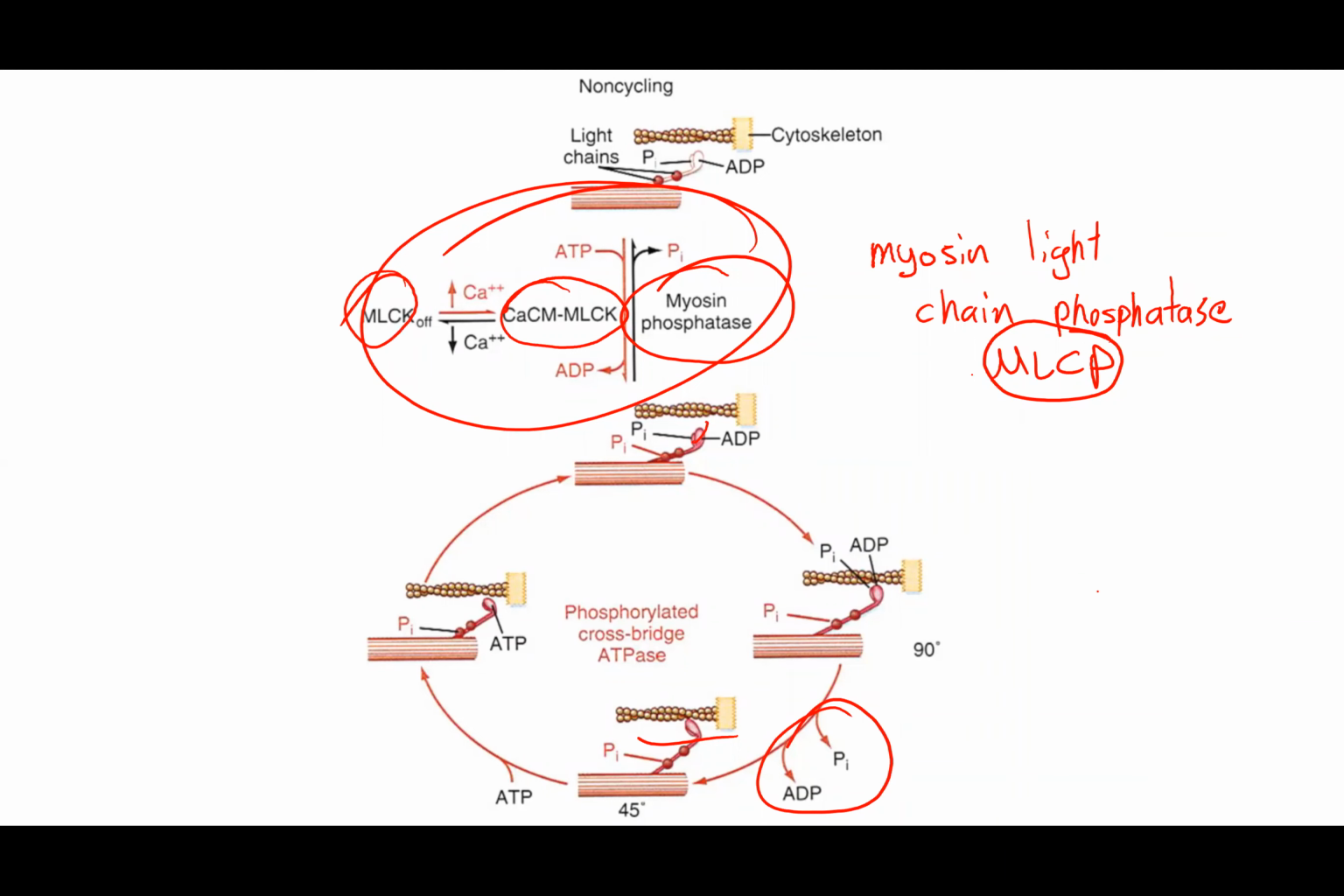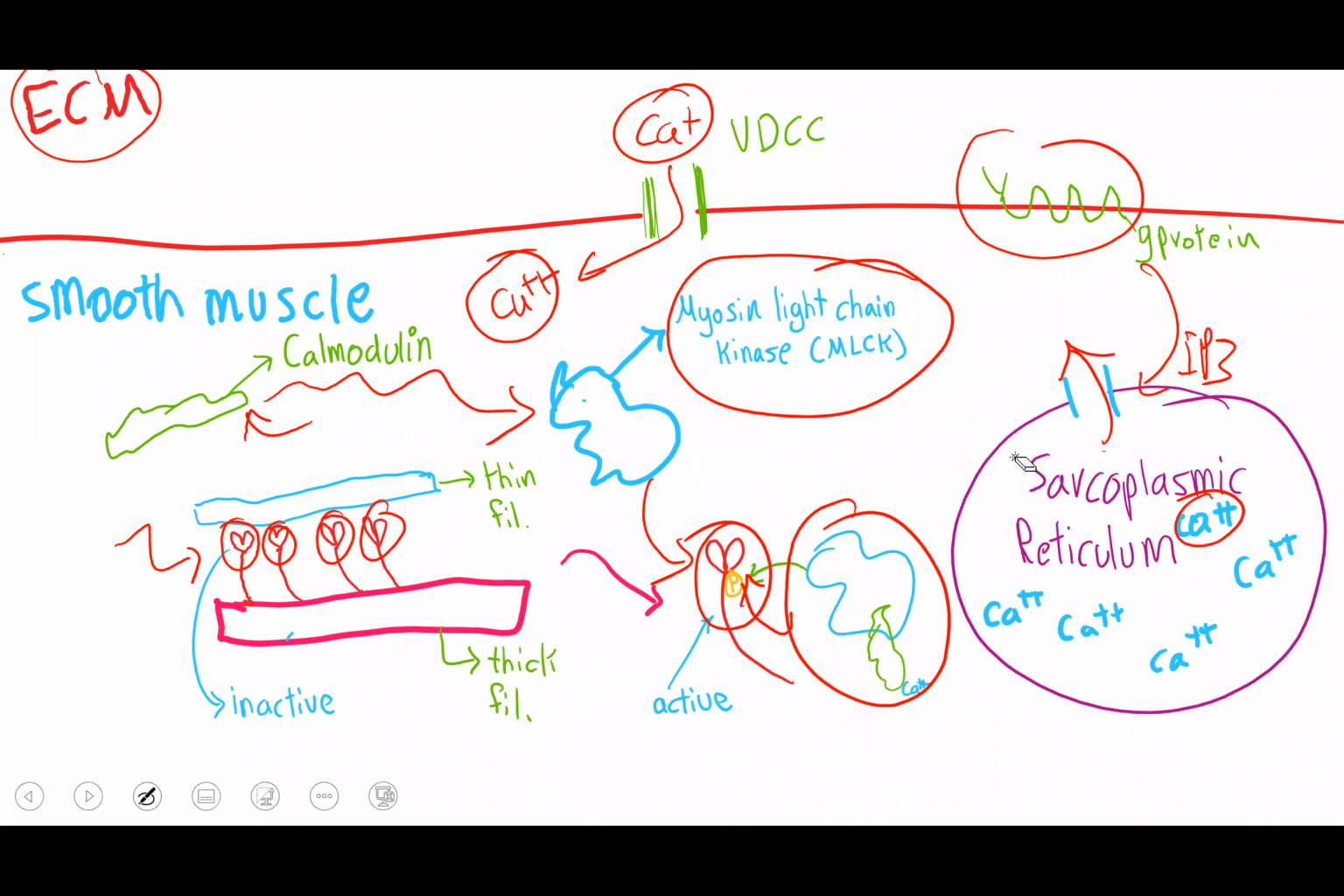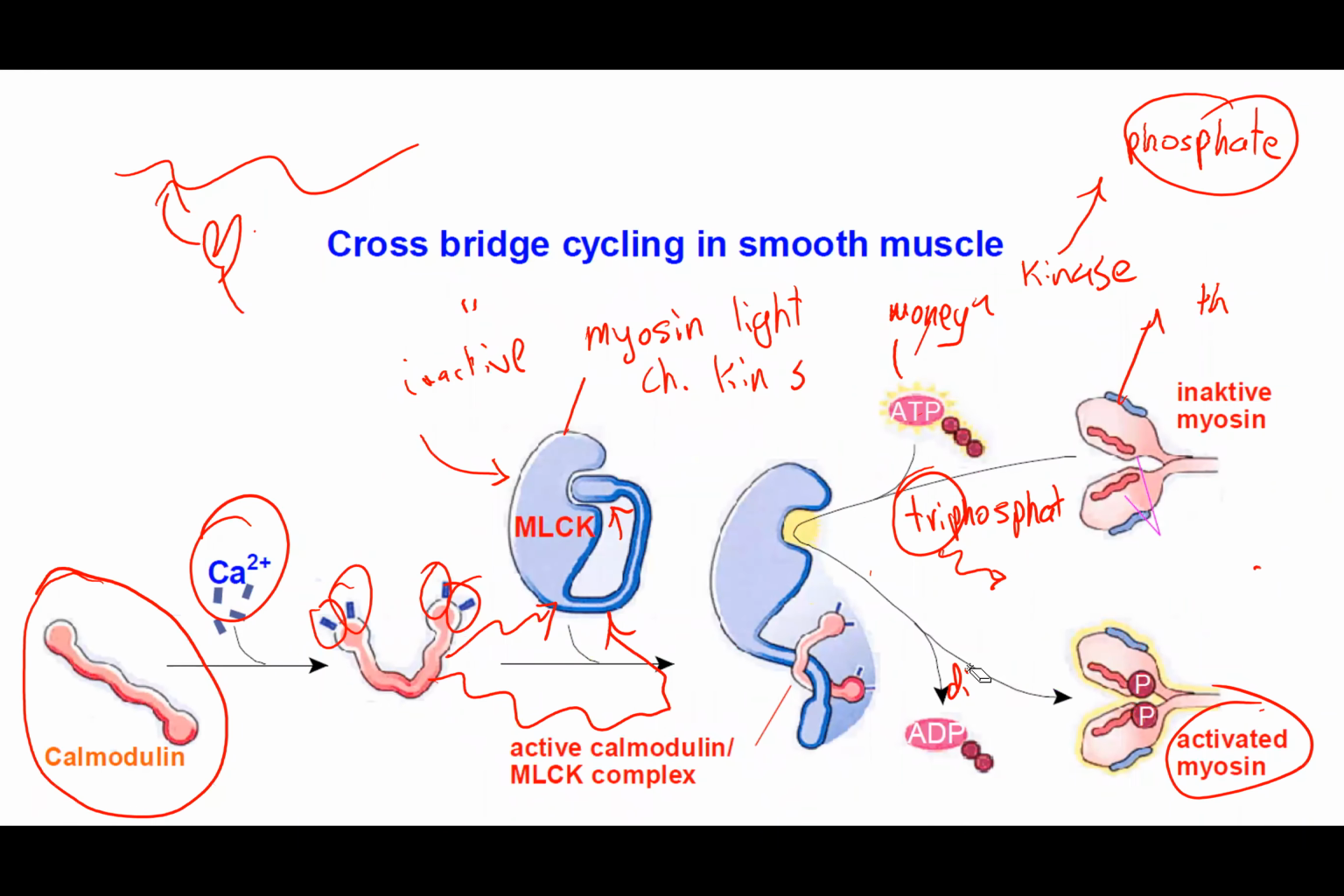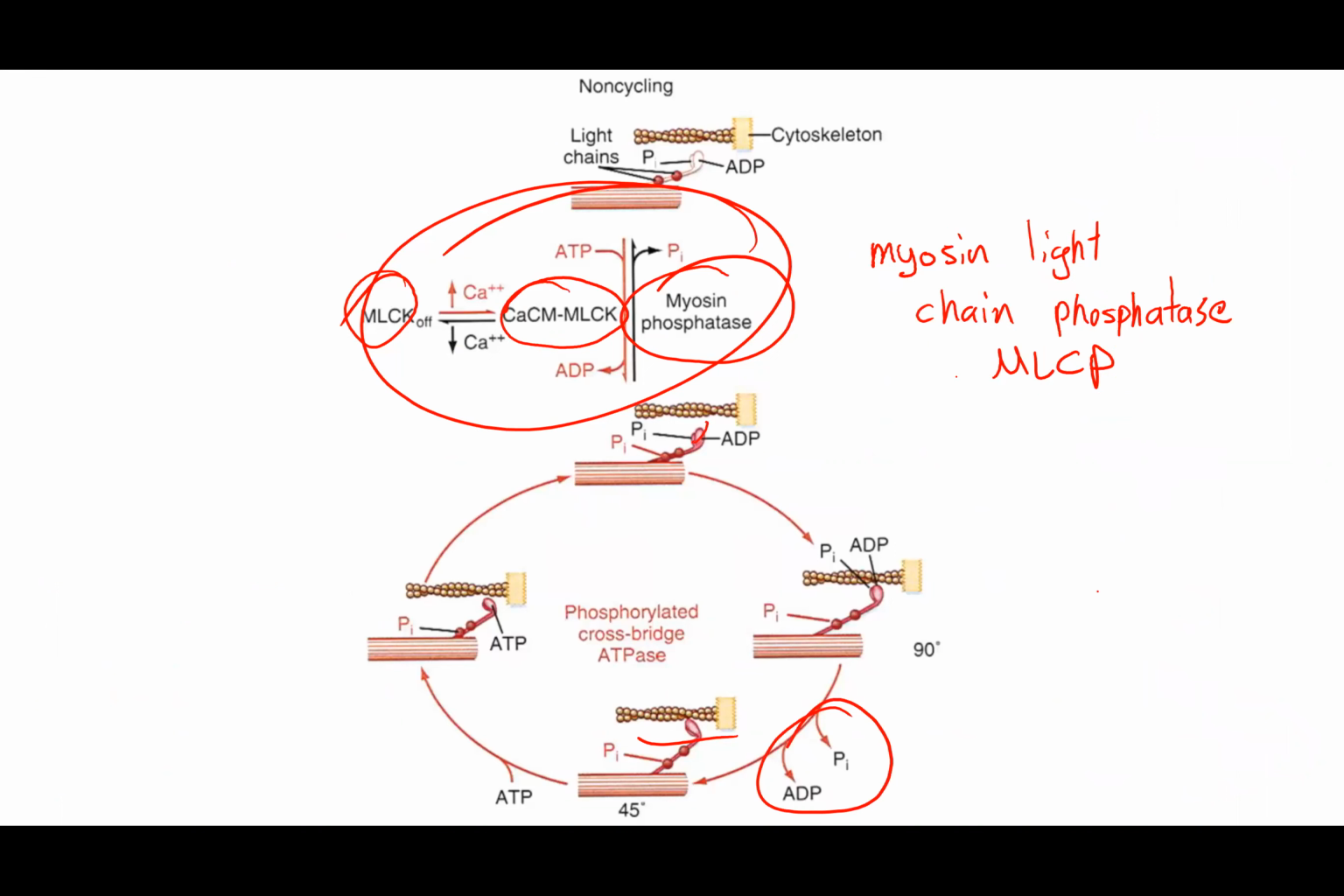So this just does the exact opposite of what MLCK does. This thing dephosphorylates the myosin head. So remember how back here we mentioned that this phosphorylation activates the myosin head. Well, in order to inactivate it and to stop the smooth muscle from contracting, we need to remove this group. So there's another enzyme that works on dephosphorylating this myosin head. And yeah, there you go.